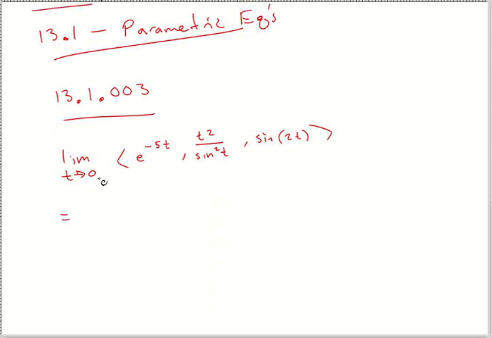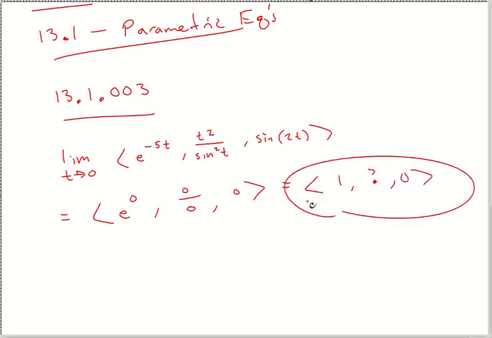What you do if you have a limit is at least try to plug it in and see what happens. So we got e to the 0, here we got 0 over 0, and then we got basically just a 0. That's actually not too bad. For sure this is a 1, I don't really know the next one yet, and then we got a 0. So this is what I'm thinking so far.